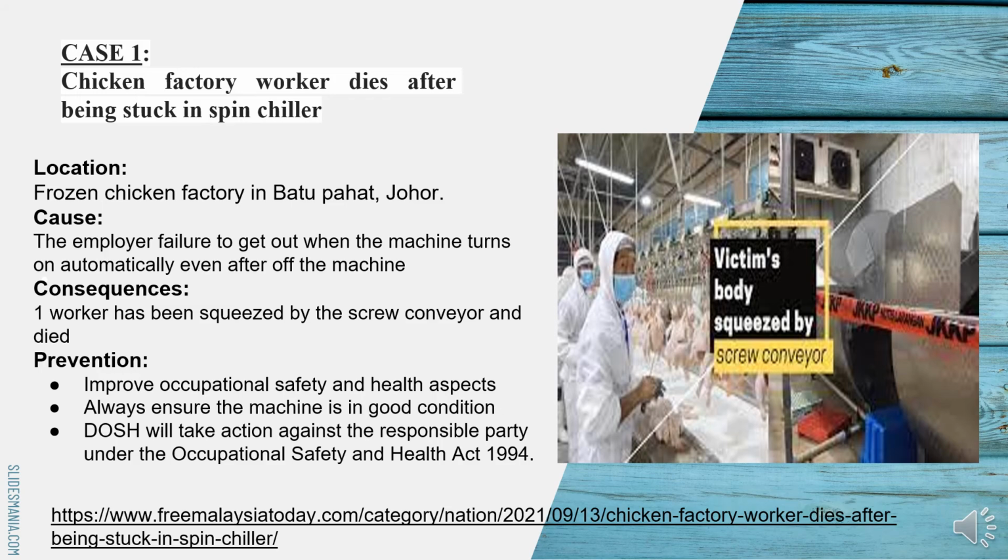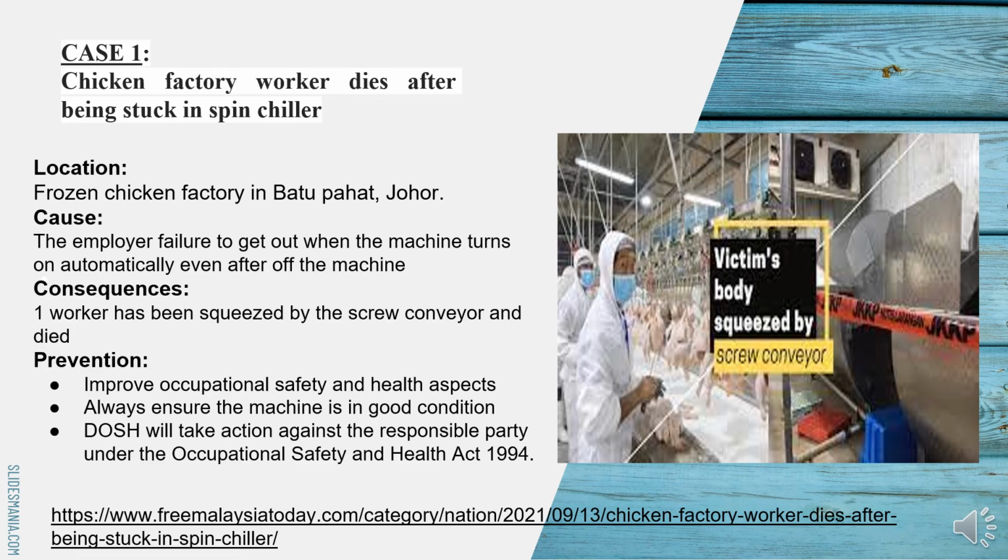The cause of this accident was the worker's failure to get out when the machine turned on automatically even after the machine was turned off. The consequence of this accident was that one worker was squeezed by the screw conveyor and died on the spot. So, as a prevention for this accident, the factory should always improve the occupational safety and health of the workers, and it should also always ensure the machine is in good condition.